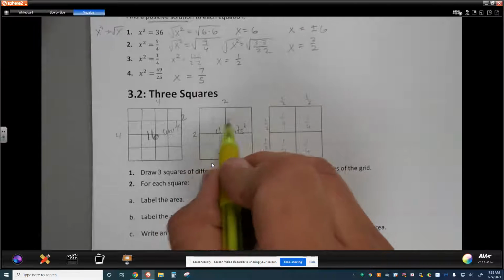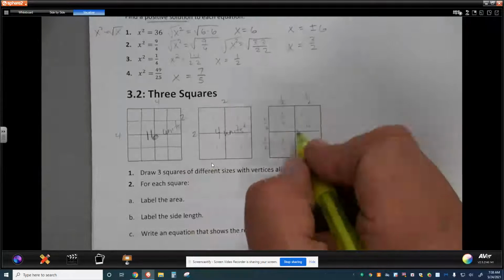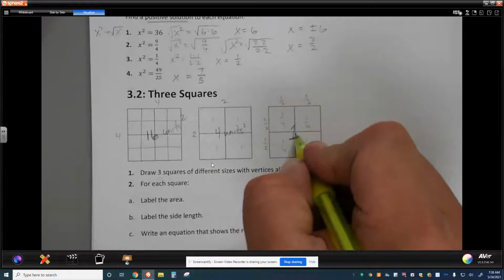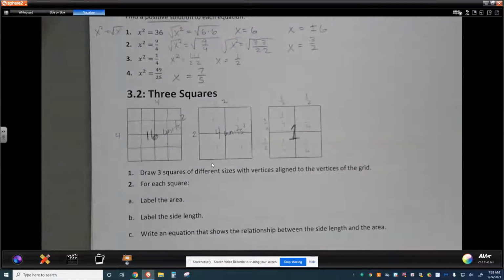Just as right here, we would see this is 1, 1, 1, and 1. So this one right here would have a total area of just 1 square unit. And you kind of get the idea.